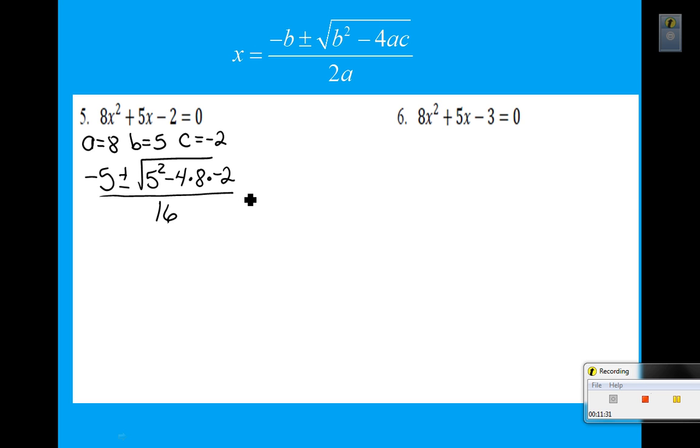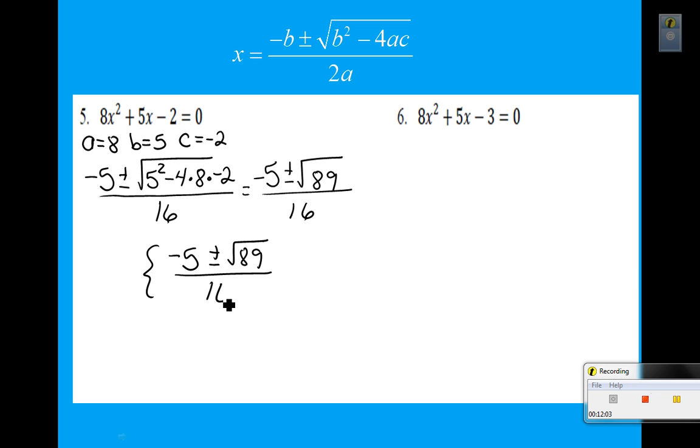Just like we did. Now I'm going to have negative 5 plus or minus the square root of something all over 16. And when you go do that something, in this case it turns out to be 89. If you look at the square root of 89, it does not reduce. So your answer is the opposite of 5 plus or minus square root of 89 all over 16. You can't do anything else with it. You're done.